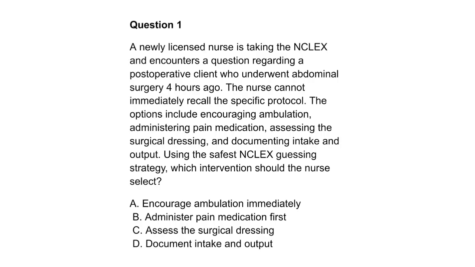Question 1. A newly licensed nurse is taking the NCLEX and encounters a question regarding a postoperative client who underwent abdominal surgery 4 hours ago. The nurse cannot immediately recall the specific protocol. The options include encouraging ambulation, administering pain medication, assessing the surgical dressing, and documenting intake and output. Using the safest NCLEX guessing strategy, which intervention should the nurse select?